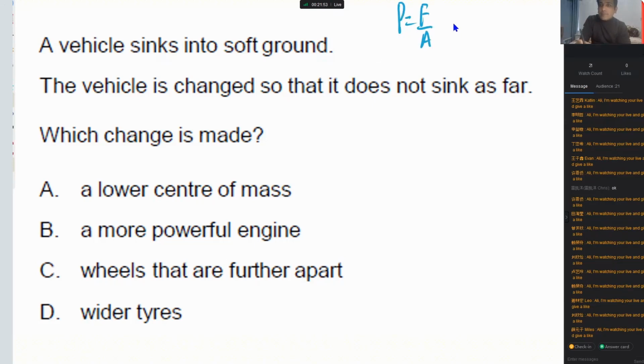P is equal to F over A, and for the liquid, P is equal to rho g h. So we will be using these two formulas. Please tell me what is your answer for this question. Okay, please type your answer.